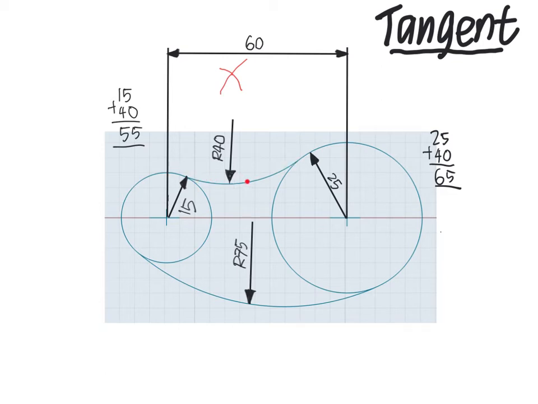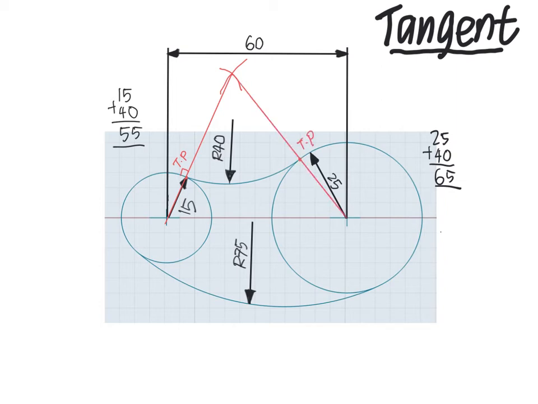Then in order to get the tangent point, we have to draw a line from this center to this center. With the line, we can get the tangent point here, which is perpendicular to the line and the circle, both circles. Same goes to the other side.